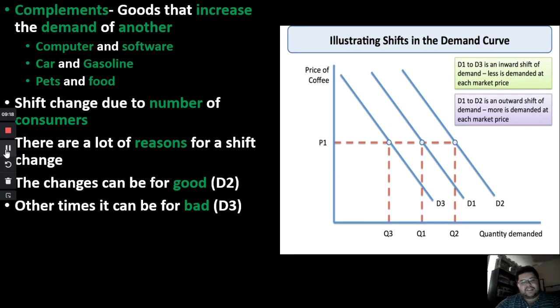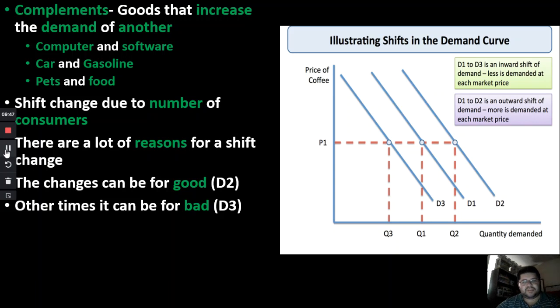The next thing is complements. Complements, not like, hey, you look great today, or hey, you're awesome. That's not the complements we're talking about. We're talking about a thing that goes well with something else. This usually increases the demand for the other thing. So for like a computer, you buy a computer, awesome, great.